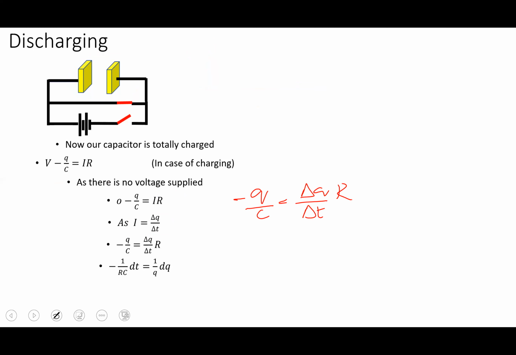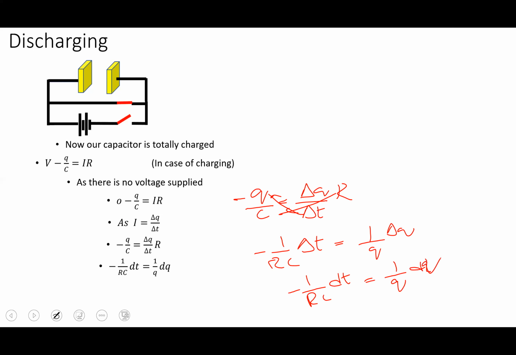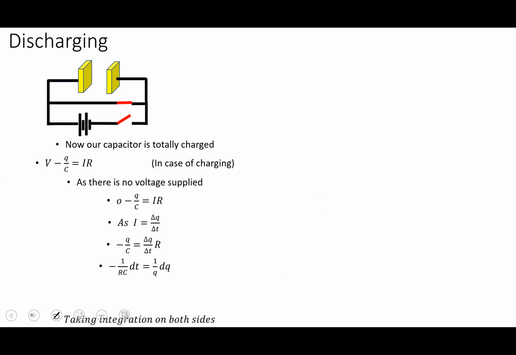So in this case, we can simply say that minus 1 over RC, that means R goes over here, into delta T, T goes over here, is equal to 1 over Q delta Q. And we can represent it very simply as minus 1 over RC dt is equal to 1 over Q dQ. So this is the equation which we have at this end.